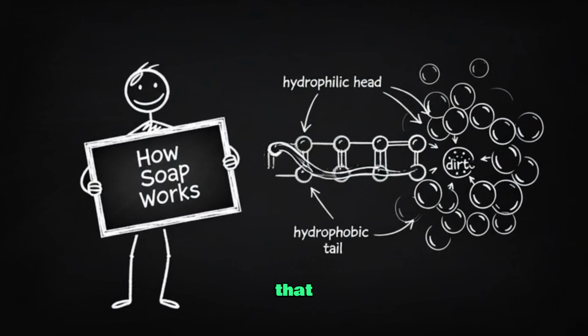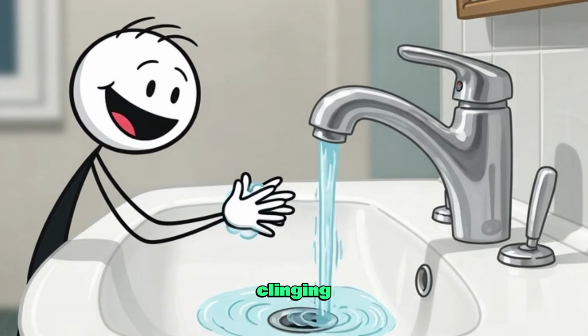A soap molecule is this weird little thing with two completely opposite ends. One end is hydrophilic, which means it loves water. The other end is hydrophobic, which means it hates water but loves oil and fat. So every soap molecule is basically a tiny split personality chemical with one end desperately trying to get away from water and the other end clinging to it.